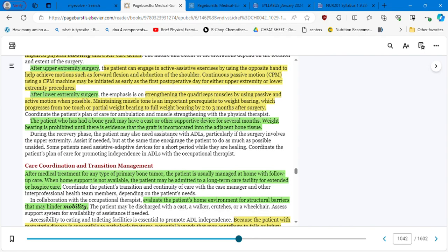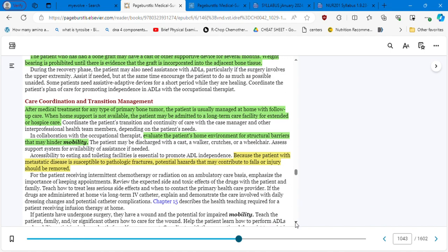The patient who has had a bone graft may have a cast or other supporting devices for several months. Weight bearing is prohibited until there is evidence that the graft is incorporated into the adjacent bone tissue. So basically, I just presented to you the different types of surgeries for the patient. We are not getting into nursing care, but it's good that you are familiarized with what is done.